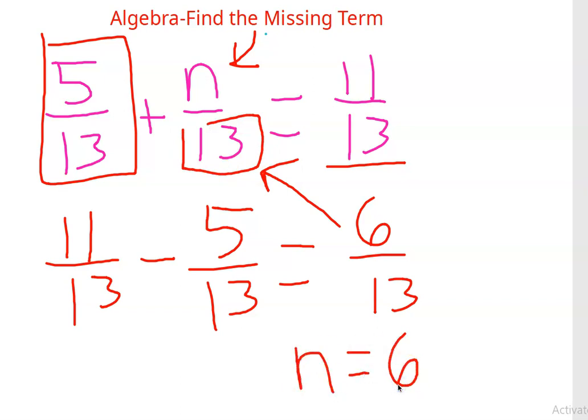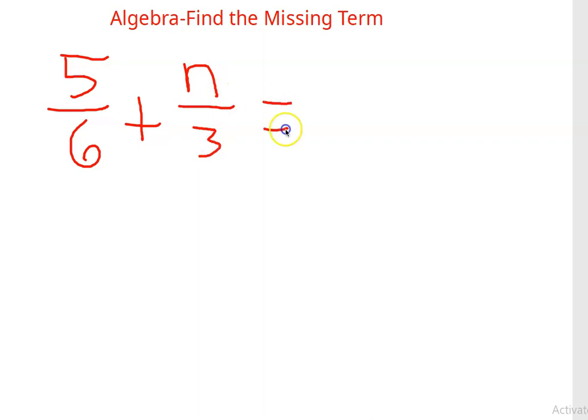Not too bad, right? All right, but we're going to take it up a bit here, take it another notch. So now let's do another one. Let's say we have 5/6 plus n over 3 equals 1.5. Uh-oh. So now we see it's already a lot harder. We don't have a common denominator, and we have a mixed number here at the end. But the steps remain the same.